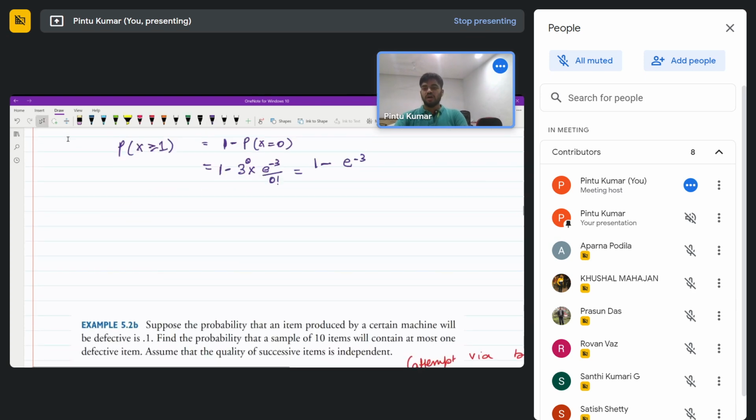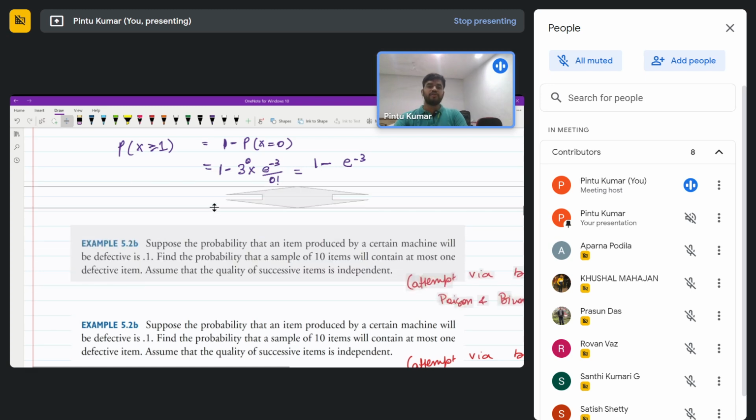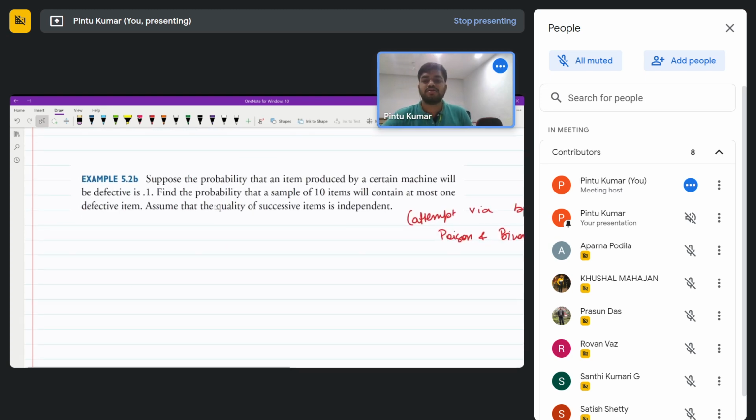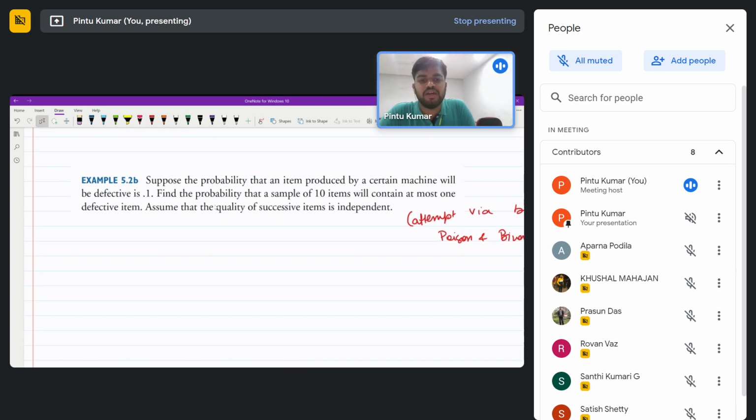Okay, so now in the next question, we'll try to verify whatever I said, that you can estimate a binomial distribution via Poisson distribution, whether that is true or not. So the question says, suppose the probability that an item produced by a certain machine will be defective is 0.1. So p is 0.1. Find the probability that a sample of 10 items will contain at most one defective item.